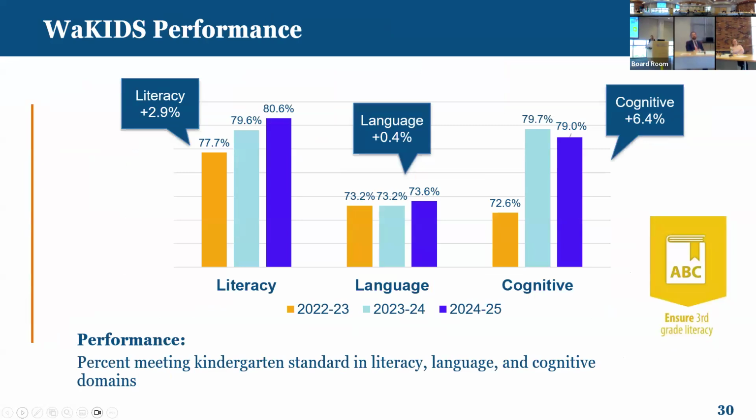Dr. Woods showed you earlier today some of the WaKIDS data. We are now narrowing our focus on just the elements that directly connect to ensuring 3rd grade literacy. You can see increases across the board, 2.9% for literacy, an increase by 0.4% for language, and an increase by 6.4% in cognitive. This is what we want to see. We want to continue to grow and look at this trajectory with our early learning. Once again, that's the Washington Kindergarten Inventory of Developing Skills.